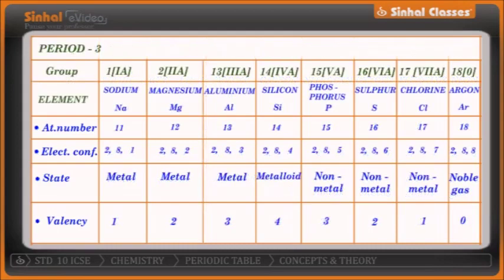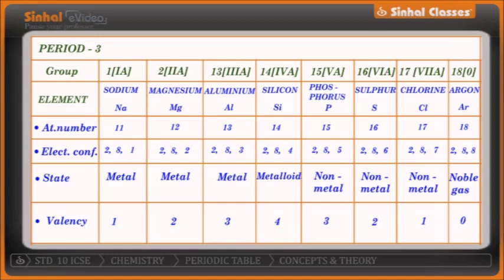Period number 3 starts with sodium, magnesium, aluminium, silicon, phosphorus, sulfur, chlorine and argon. To begin with, the atomic number of sodium is 11, magnesium 12, aluminium 13, silicon 14, phosphorus 15, sulfur 16, chlorine 17 and argon 18. The electronic configuration will be 2,8,1; 2,8,2; 2,8,3; 2,8,4; 2,8,5; 2,8,6; 2,8,7 and 2,8,8.